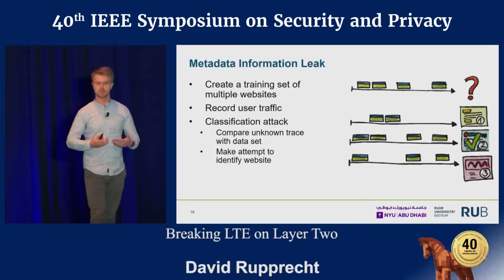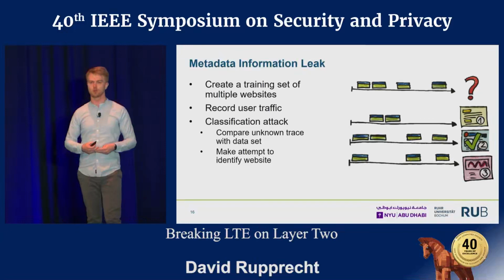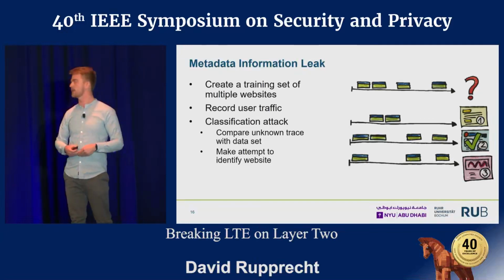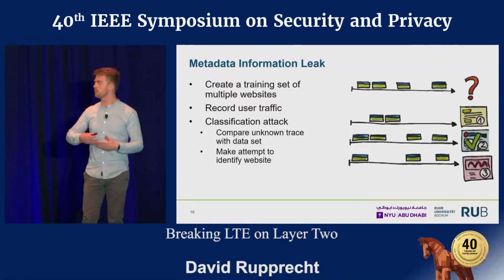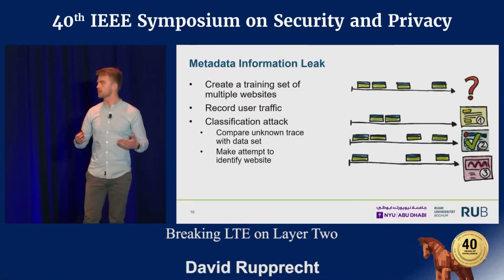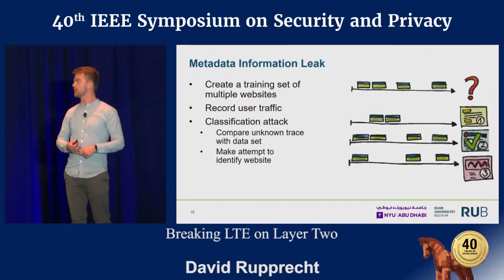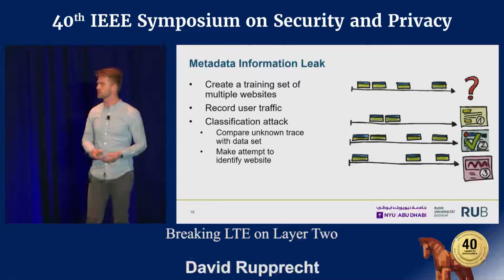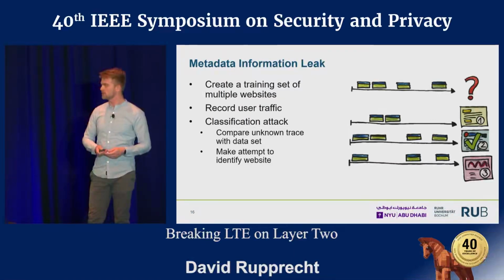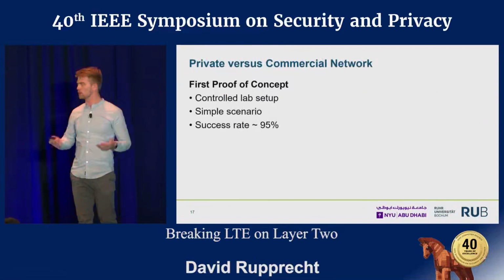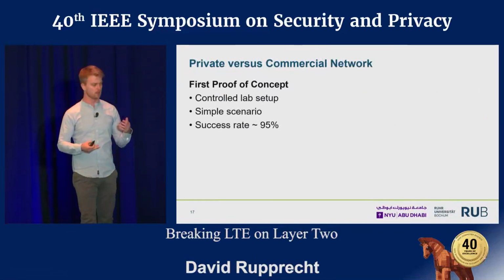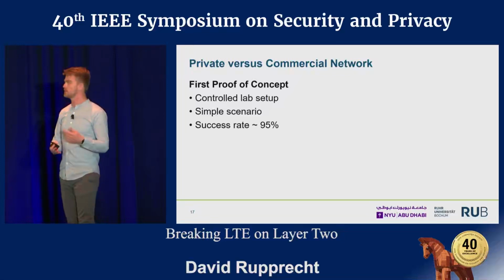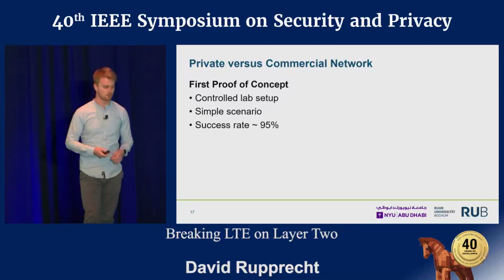So we have a training set where we can learn or pre-record data of visiting websites, and then we have an attack phase where we actually record the user traffic and then map both together. So we have a classification attack, and when we guess the site correctly, the attack was successful. We did this in our work as a first proof of concept in a controlled lab setup and with simple scenarios, and we got a success rate of about 95%.